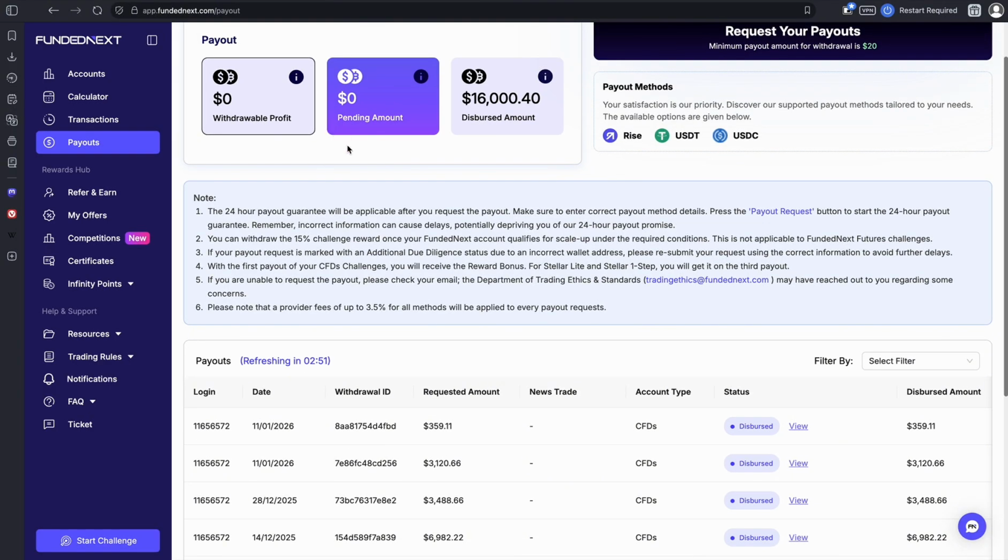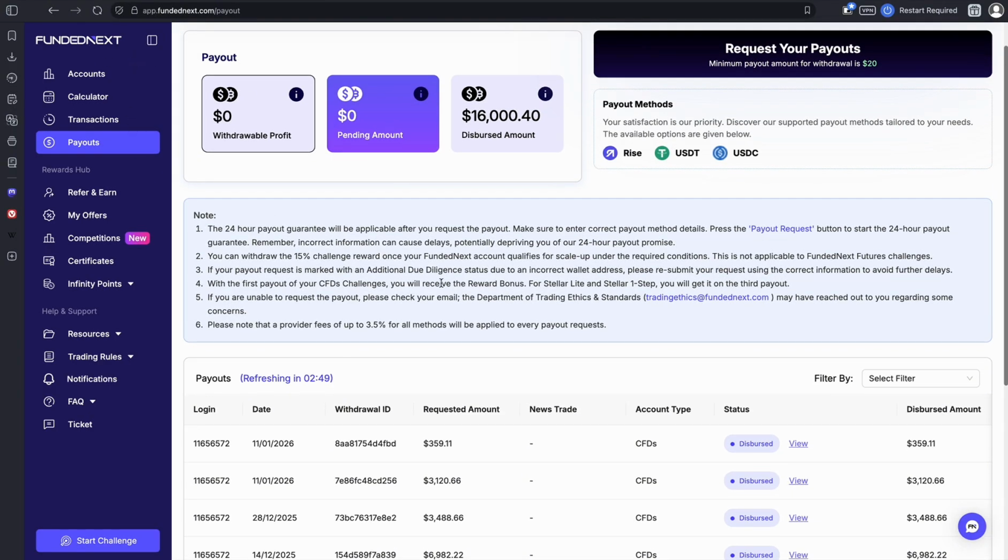So as you can see from the next, right? $16,000 disbursed amount, $16,000. Now that we've gotten that out of the way, I have the payout certificates. As you can see, all these transactions that were here, I have the payout certificates.